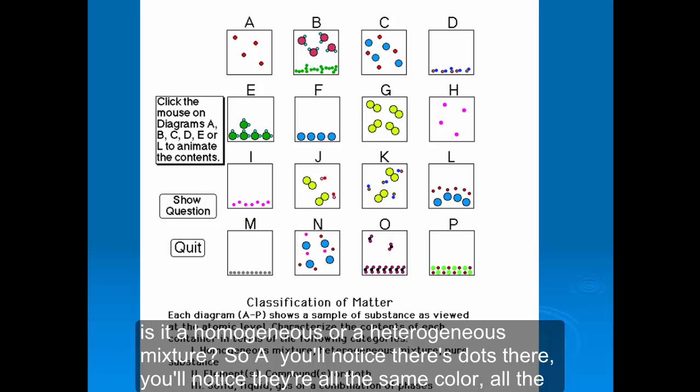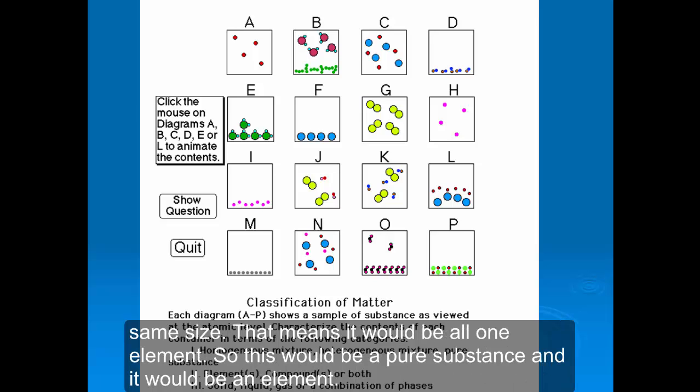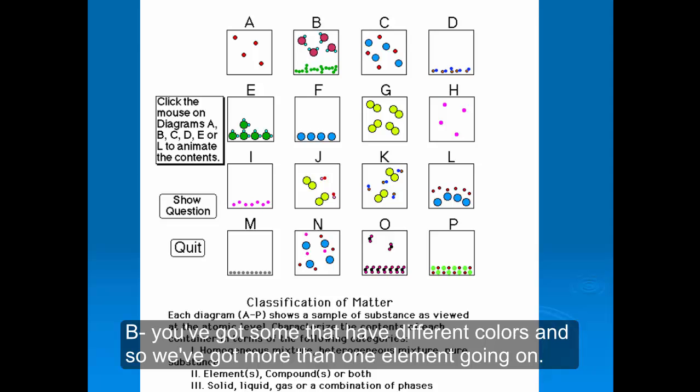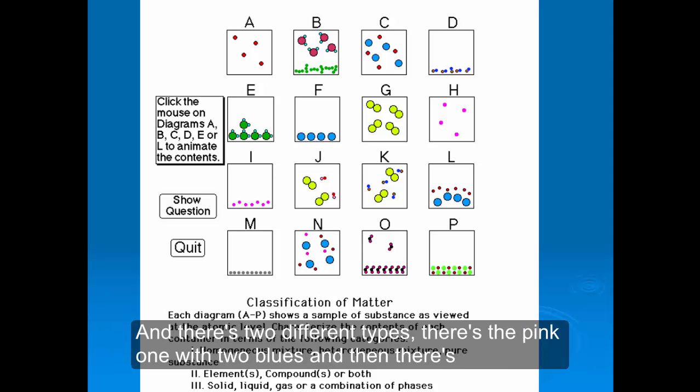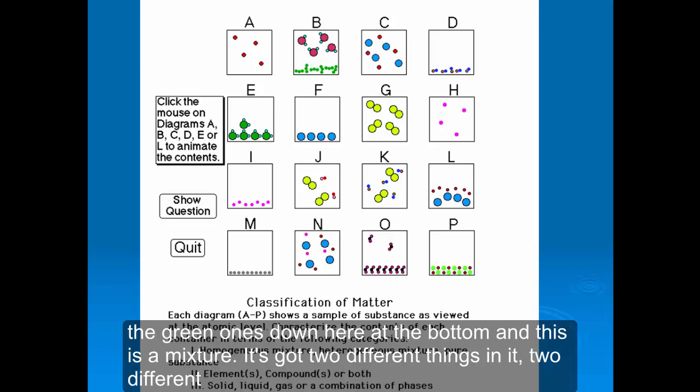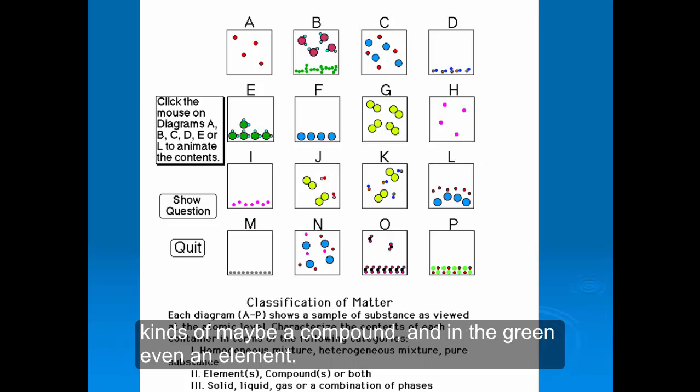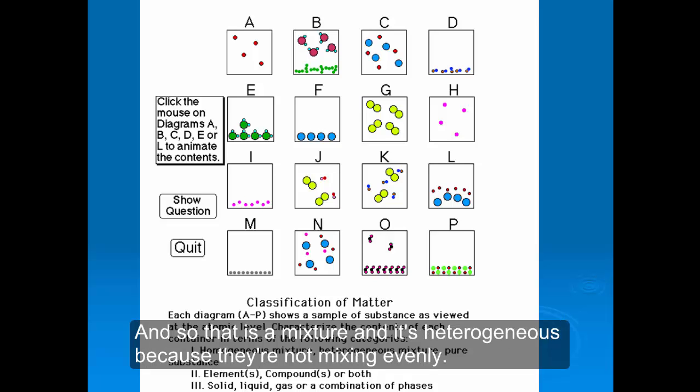A, you'll notice there's dots there. They're all the same color, all the same size. That means it's all one element. So this would be a pure substance, and it would be an element. B, you've got some that have different colors. So we've got more than one element going on, and there's two different types. There's the pink one with two blues, and then there's the green ones down here at the bottom. So this is a mixture. It's got two different things in it, maybe a compound in the green, maybe an element. And so that is a mixture, and it's heterogeneous because notice they're not mixing evenly.